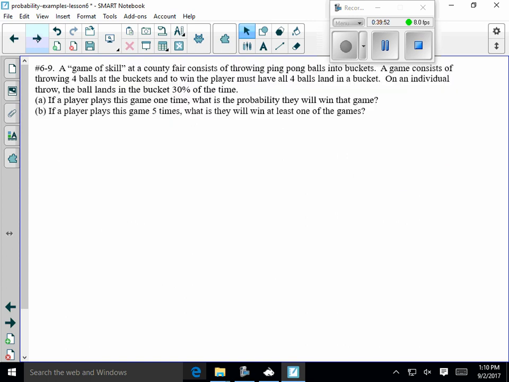So this one, a little bit more complicated. It says a game of skill at a county fair consists of throwing ping pong balls into buckets. A game consists of throwing 4 balls at the buckets. In order to win, the player must have all 4 balls land in a bucket. On an individual throw, the ball lands in the bucket 30% of the time. If the player plays this game 1 time, what's the probability they'll win that game? And if the player plays the game 5 times, what's the probability they'll win at least one of the games? So pause this and give it a try.